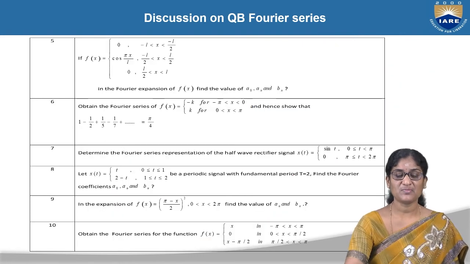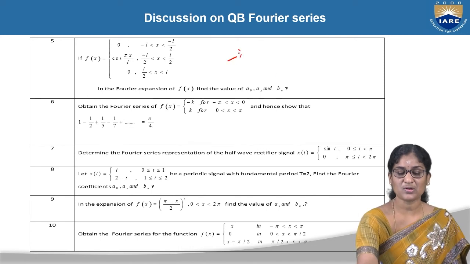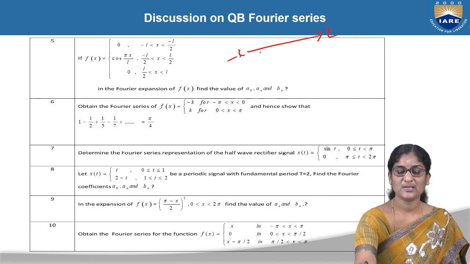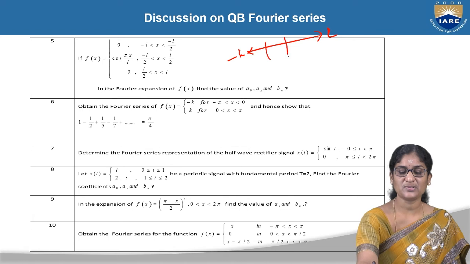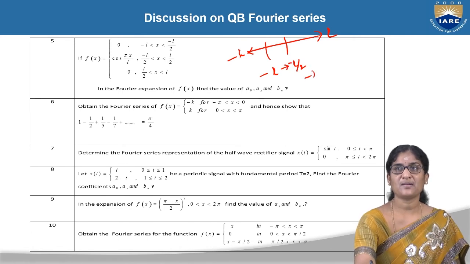And the fifth question is similar to the fourth one, only he has split it up into three parts. What is the total length? Minus L to L. Minus L to L is divided into three parts: the first part, minus L to minus L by 2, the second part, minus L by 2 to L by 2, and the third part, L by 2 to L.